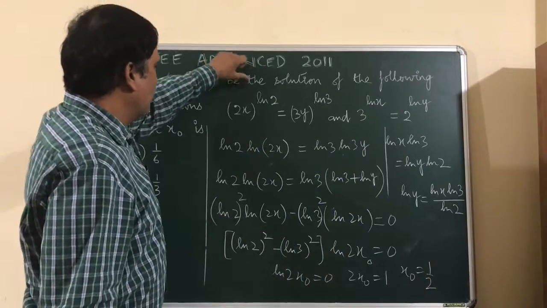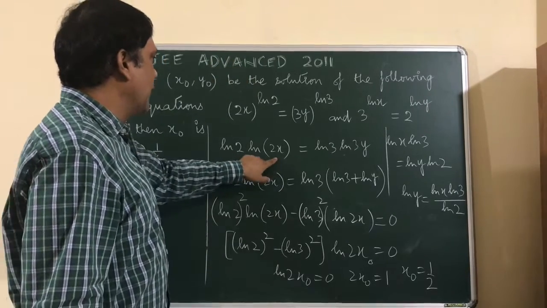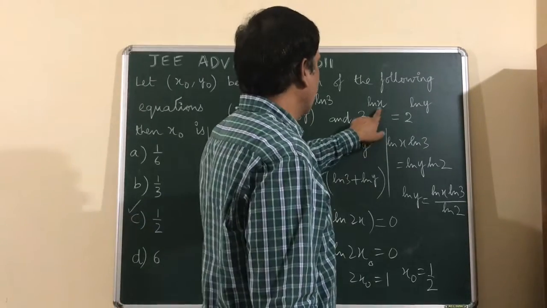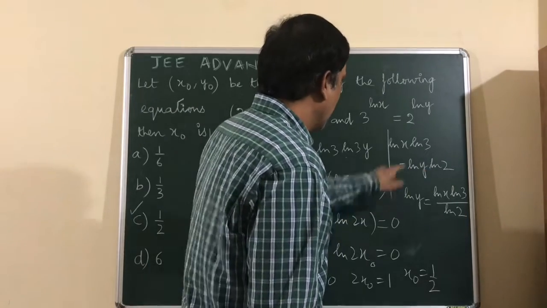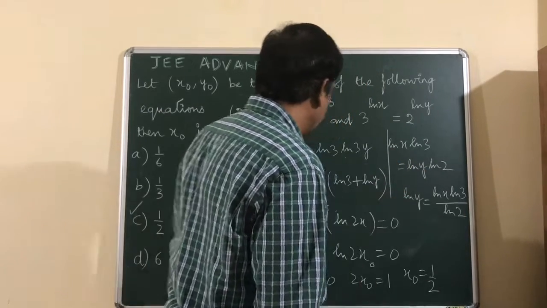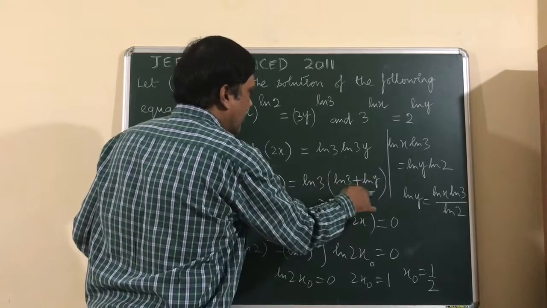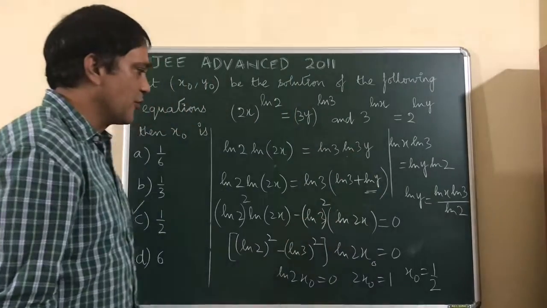I'll quickly tell you again what I've done. I brought ln 2 this side, ln 2x, then ln 3, this ln 3y, and this equation, that is ln x into ln 3, ln y into ln 2. From there we got the value of ln y, which I substituted here. I broke this ln 3y as ln 3 plus ln y, and then we substituted the value of ln y there, and we got the answer x naught is equal to half.